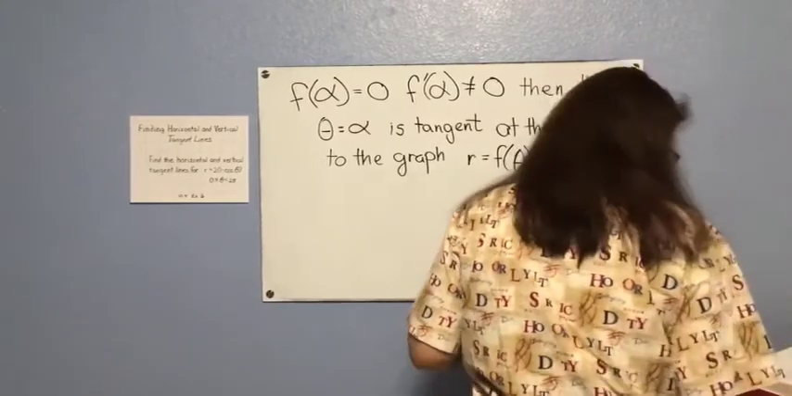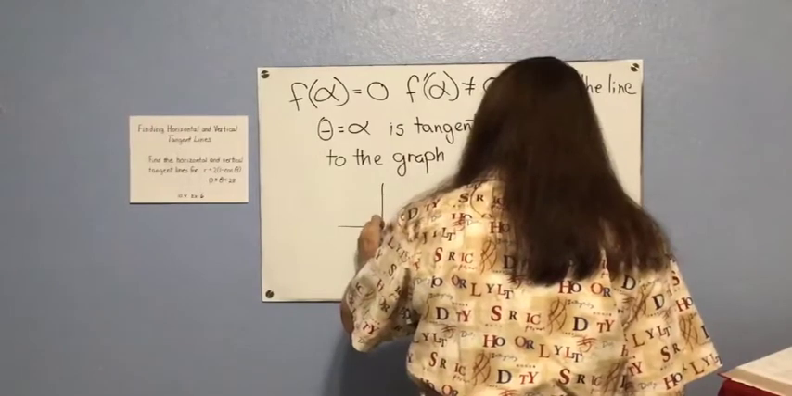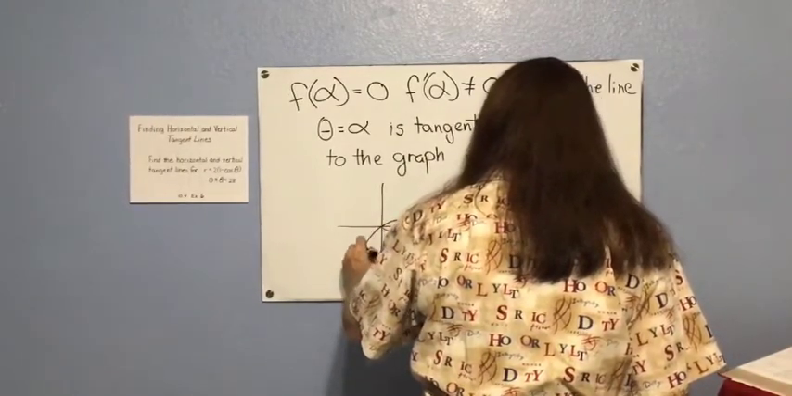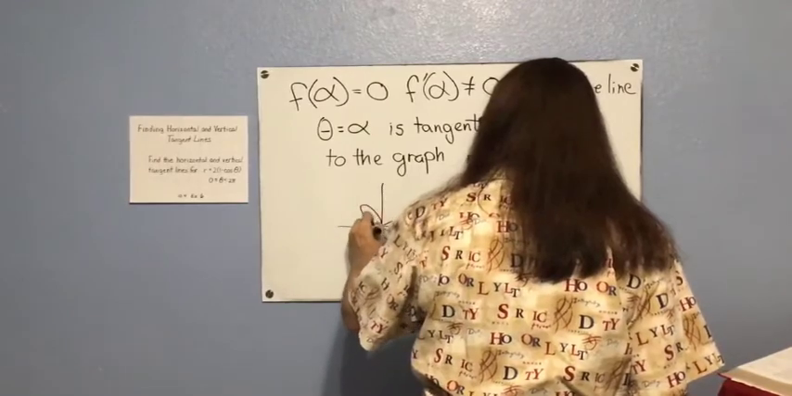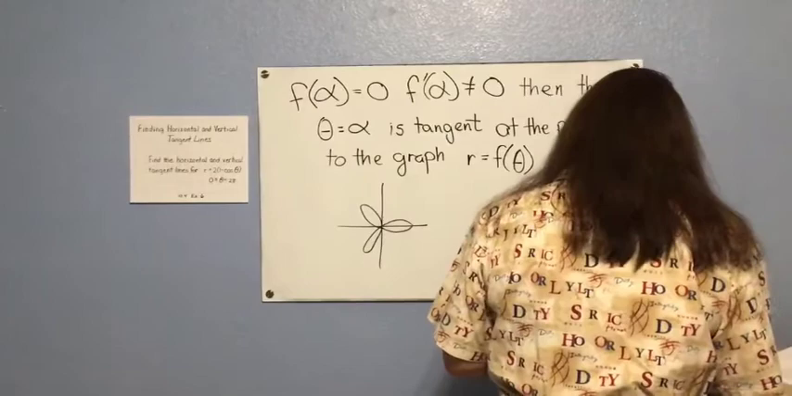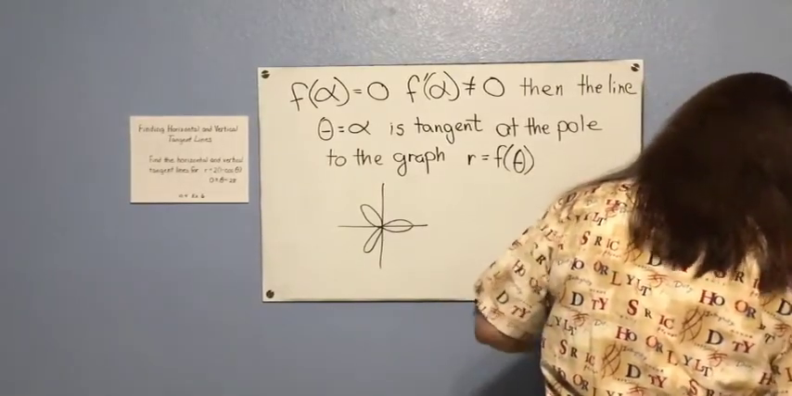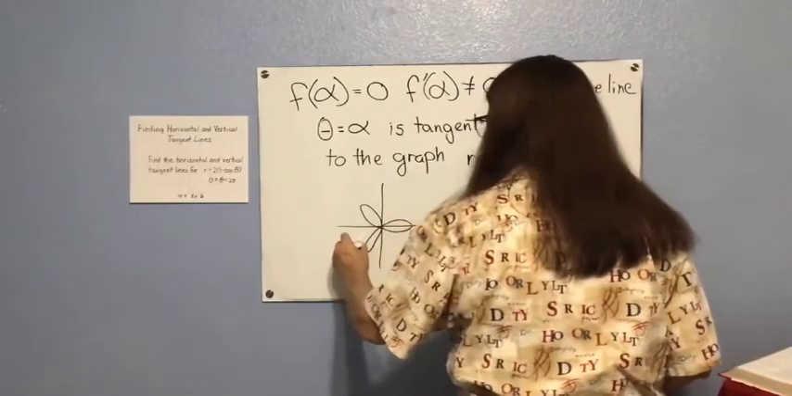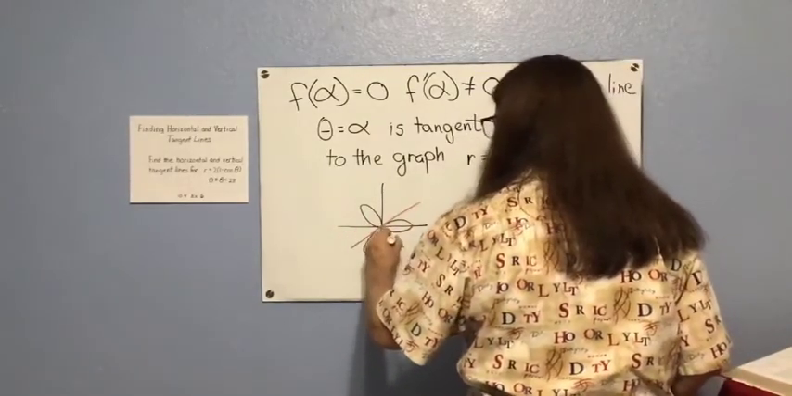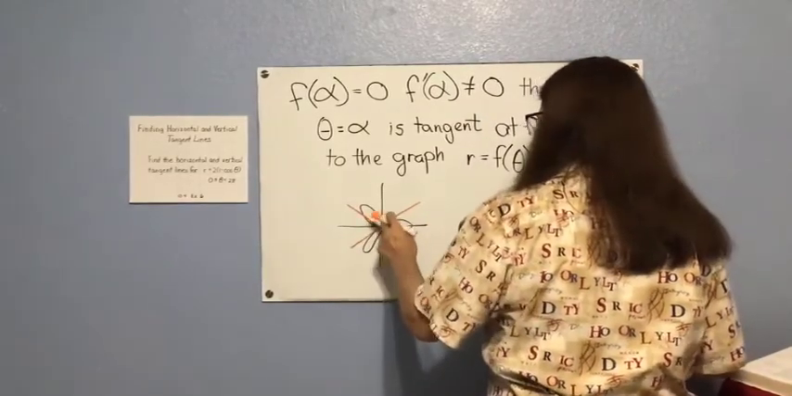Okay, and this might come up if you have one of those petaled graphs like that. It goes repeatedly through the pole. It's actually going to have two tangent lines, one that goes this way and one that goes this way. And it's tangent right there at the pole.